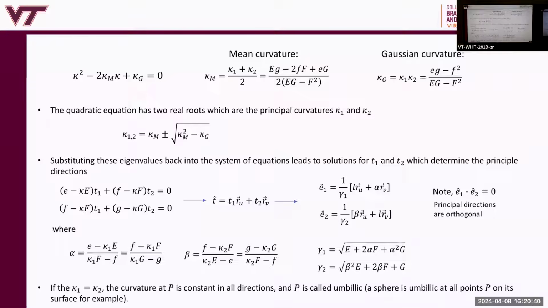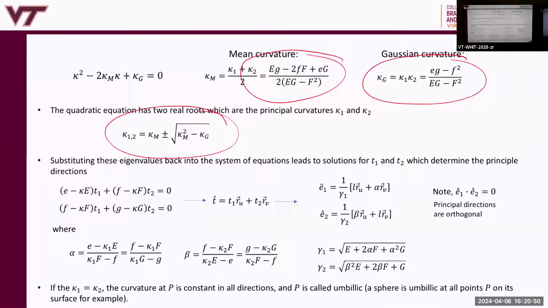Kappa 1 and kappa 2 will be known as well. They're in terms of kappa M and kappa G, and then you calculate kappa 1 and 2 based on kappa M and kappa G, but kappa M and kappa G are a function of E, F, and G.